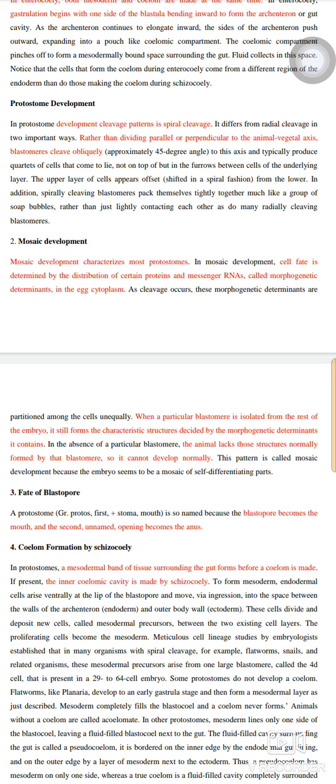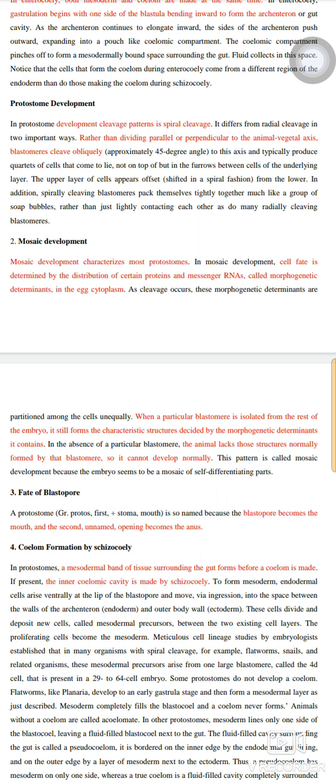In mosaic development, which characterizes most protostomes, the cell fate is determined by the distribution of certain proteins and messenger RNAs called morphogenetic determinants in the egg cytoplasm. While in deuterostomes, there's nothing like that.